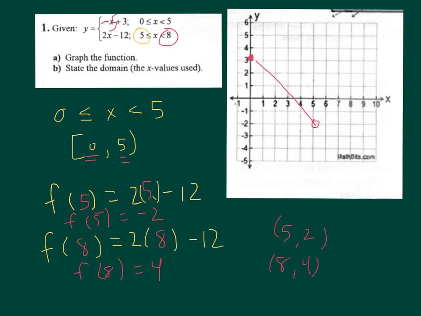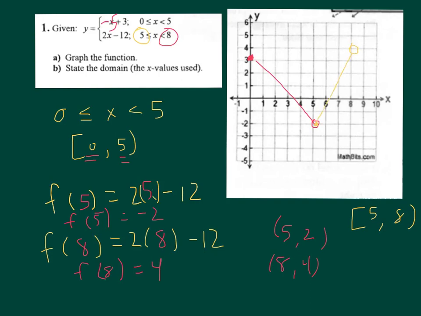Those are my coordinates. So I go to (5, -2), and at 5, for the second piece, if I look at the evaluation of the second function here, I'm going to go from 5 included all the way to 8 not included. So 5 now is going to be a solid circle, so now it's included, and when I go up to (8, 4), I'm going to use an open circle. I'm going to connect that.